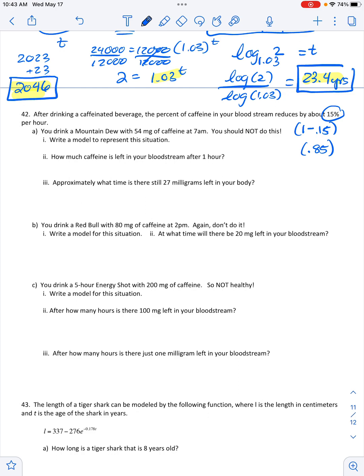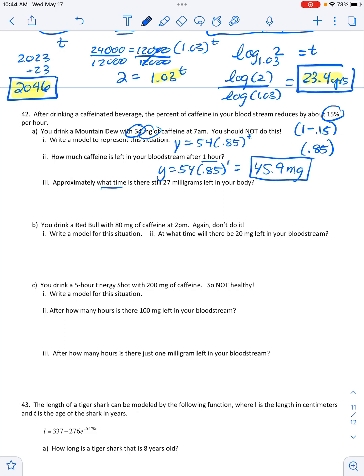So you drink Mountain Dew with 54 milligrams of caffeine. Write a model. Okay, so what's going to happen at the end is you're going to have the 54. It's decreasing. That's why that's less than 1 over time. How much is left after 1 hour? So I just plug in a 1 to that problem because that's 1 hour later. And when I did plug in a 1, I got 45.9, and I'm looking back, it's milligrams.